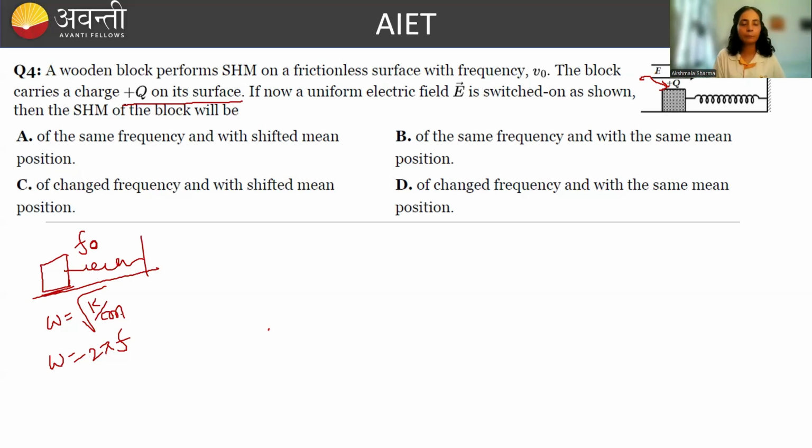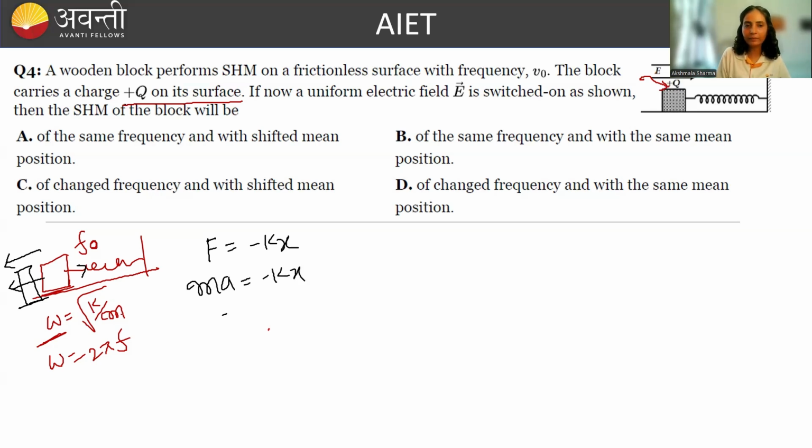Okay. So if you talk about frequency, how do we calculate omega? We simply write the force acting on the body. So in case 1, when there was no charge, if we displace the block by a certain distance x, then what will happen? Displacement is in this direction. The spring will pull it in this direction. So the force will act opposite to the displacement like this. And force can be written as ma = minus kx. So a is equal to what? Minus k by m x.